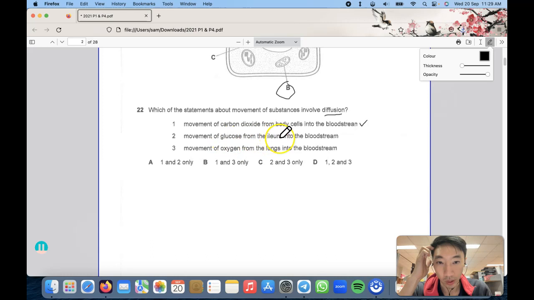Glucose from the ileum into the bloodstream, that's true also. So remember, ileum is part of the small intestine. We've got duodenum, we've got jejunum and ileum. So ileum is the last part of the small intestine. Its function is to absorb nutrients such as glucose into the blood. Then movement of oxygen from the lungs to the bloodstream, that's true also. Right, specifically from the alveoli, the oxygen will diffuse through that one cell thick wall into the blood capillaries. So the answer is D, 1, 2 and 3.